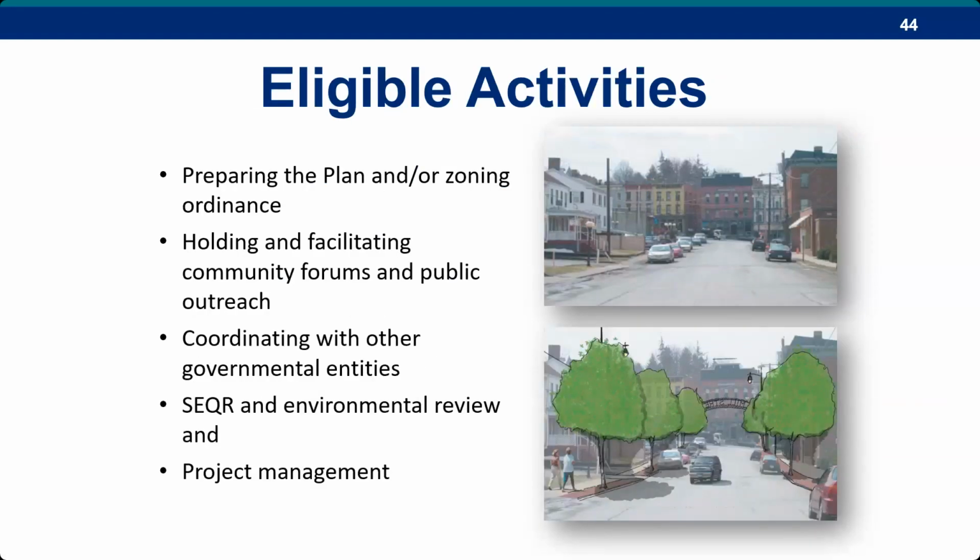Eligible activities. Over the course of the planning process, the following activities are eligible for reimbursement: writing, illustrating, and producing the comprehensive plan, holding and facilitating community forums and other costs related to public outreach and engagement, coordinating with other governmental entities, State Environmental Quality Review Act reviews and other related environmental reviews, and project management, comprehensive plan committee coordination, and other activities needed to complete a comprehensive plan that addresses smart growth principles.